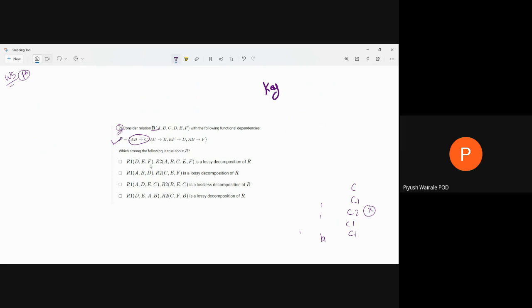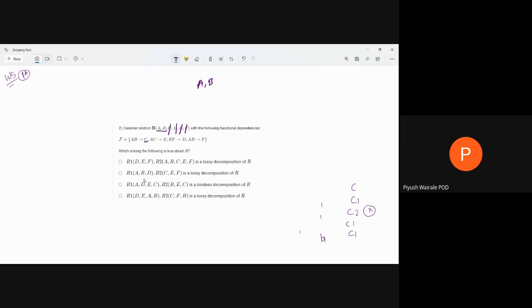But one shortcut we can follow is that first we see which attributes are not present on the right hand side of any functional dependency, as you mentioned. Here, C is present, E is present, D and F are present. So A and B are not present on the right hand side of any functional dependency. Then A, B must be a part of the candidate key, right?